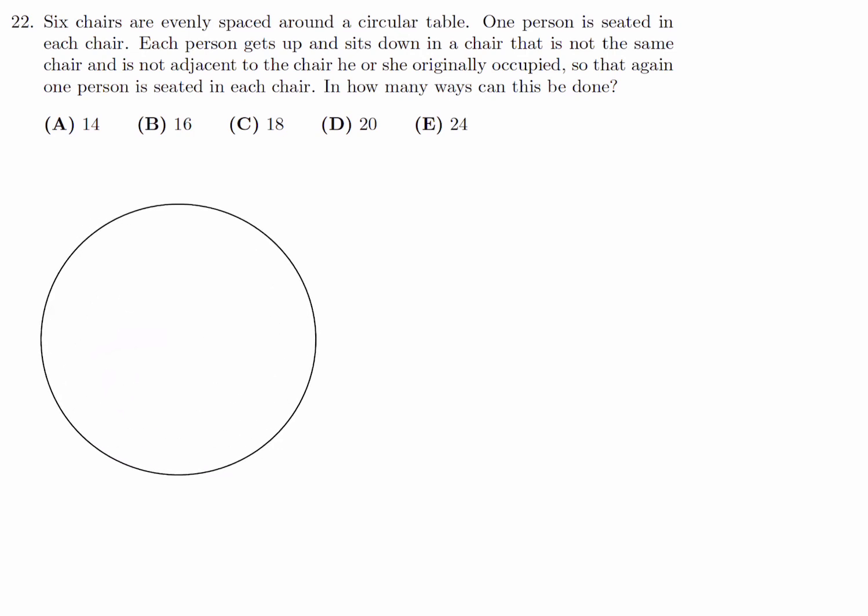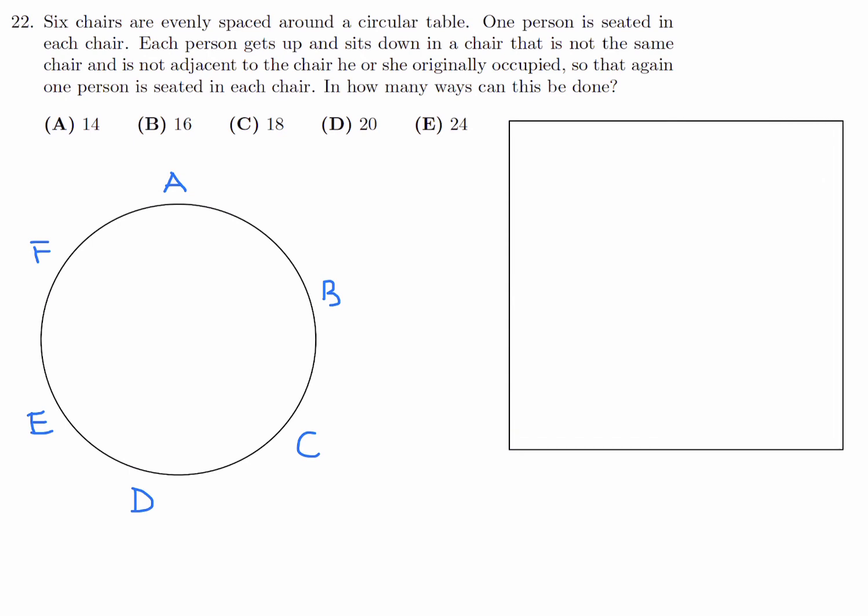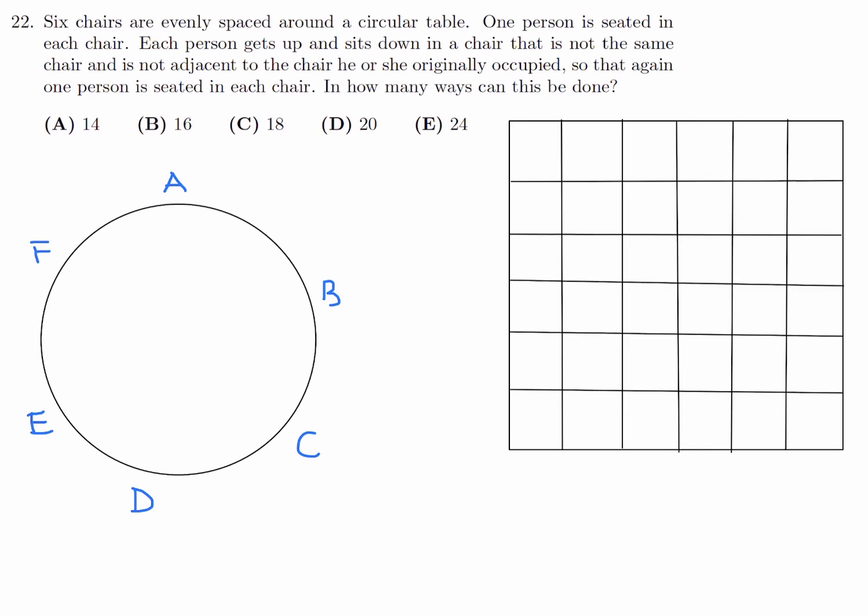Let us make a little diagram, and let's say the positions are labeled A through F. So A, B, C, D, E, and F, each letter representing one of the 6 people. And then what we can do is we make a little table, a 6x6 table that talks about the different possible permutations. Now, initially, of course, we have A, B, C, D, E, and F, right?